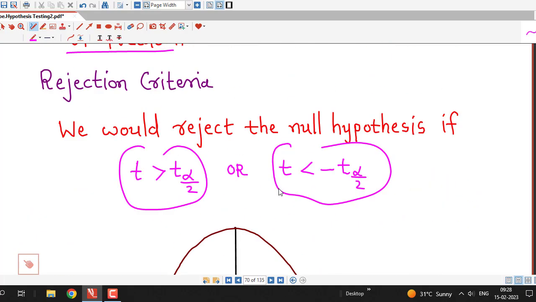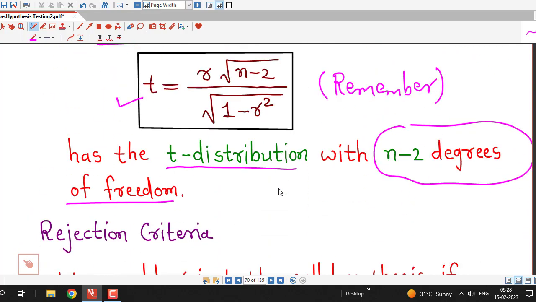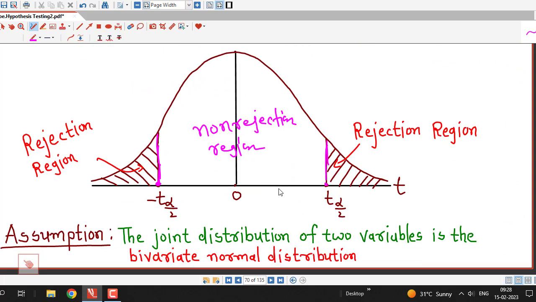And to apply this formula for the test statistic, we assume that the joint distribution of the two variables under consideration is the bivariate normal distribution. Whatever variables we are considering, say x and y, both follow a normal distribution. Therefore, their joint distribution is also a bivariate normal distribution. So, with this assumption, we can apply this test.